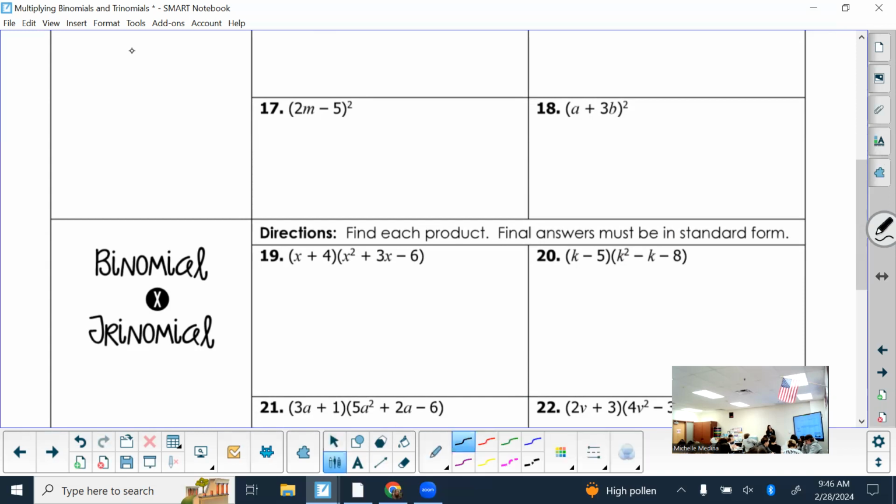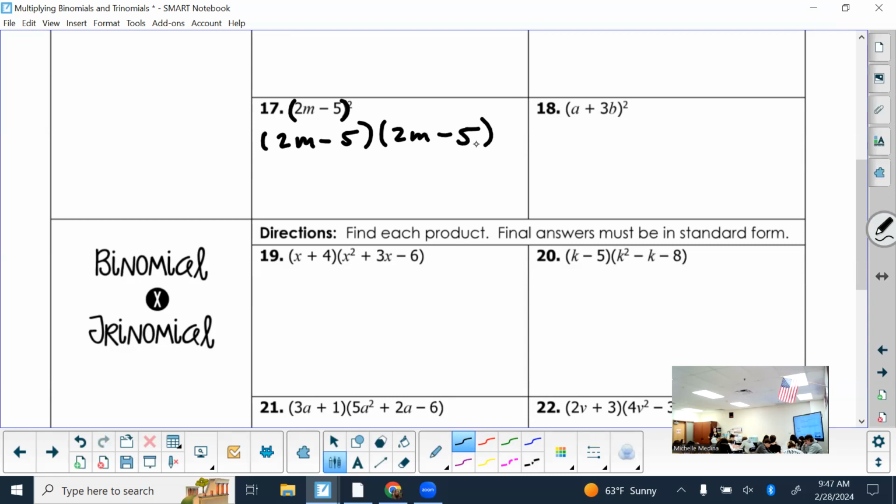Multiply the base by itself, however many times that exponent is. So this time the base is this whole parentheses. So really your first step on this should have been to expand it to this. And then you could have FOILed, double distributed, box method from there.